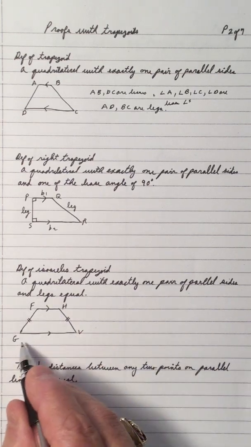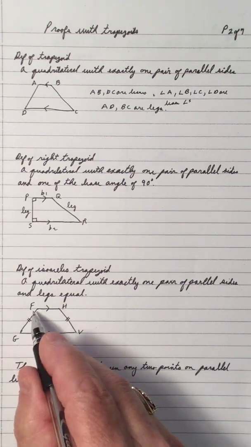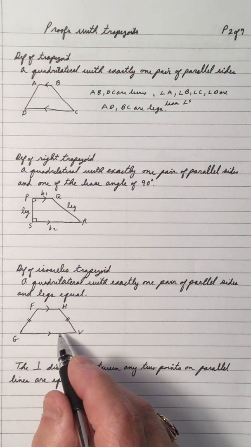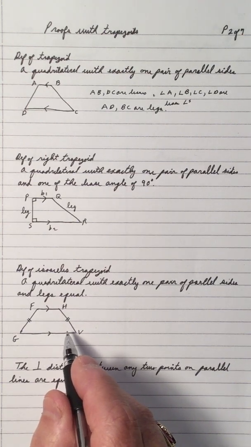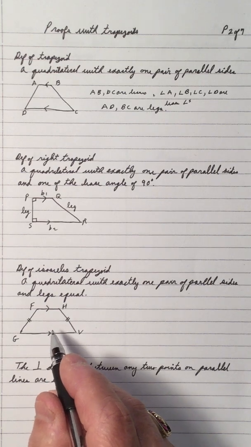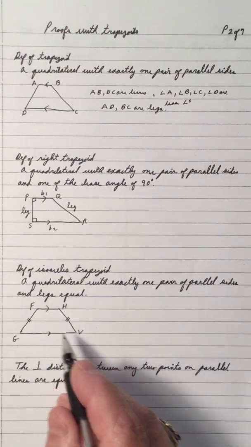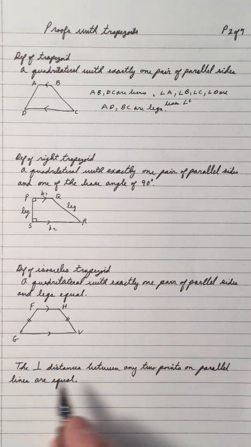Again, only one pair of parallel sides. These two sides are not parallel, because if we had both pairs of sides parallel, then we would have a parallelogram or a rectangle or a rhombus or a square. But if you go with exactly one pair, then we call it a trapezoid.